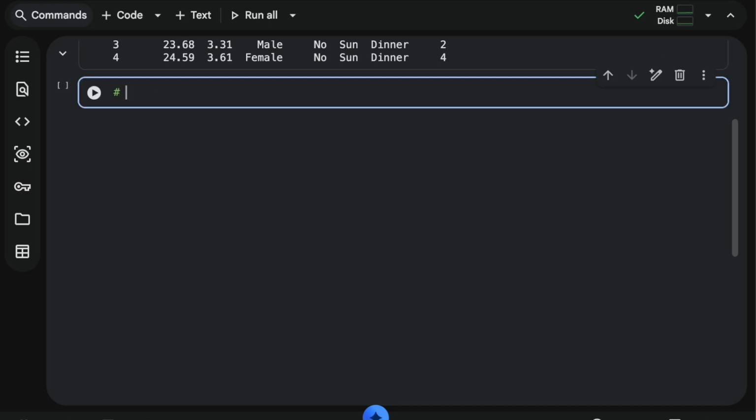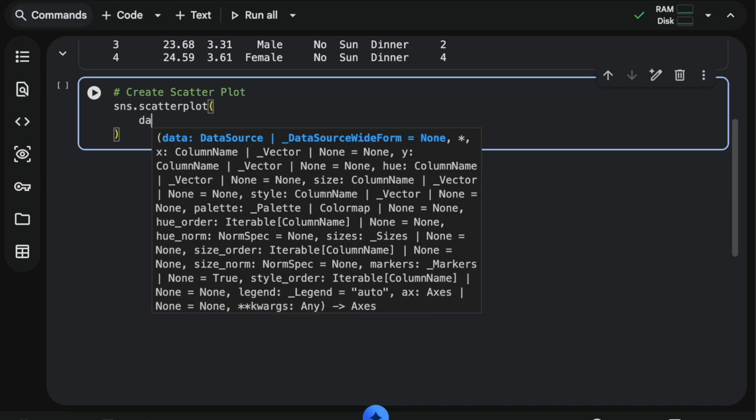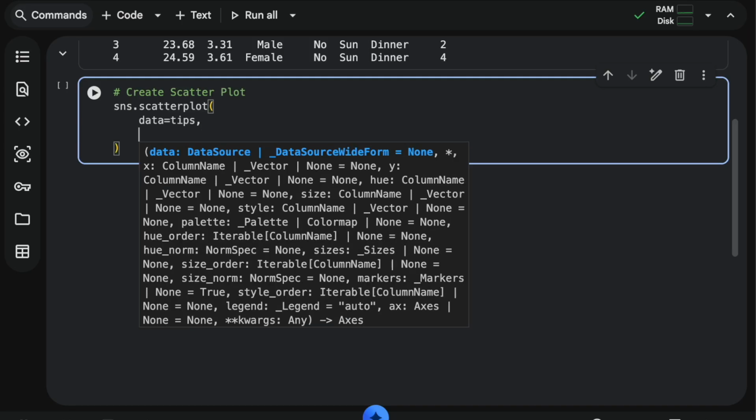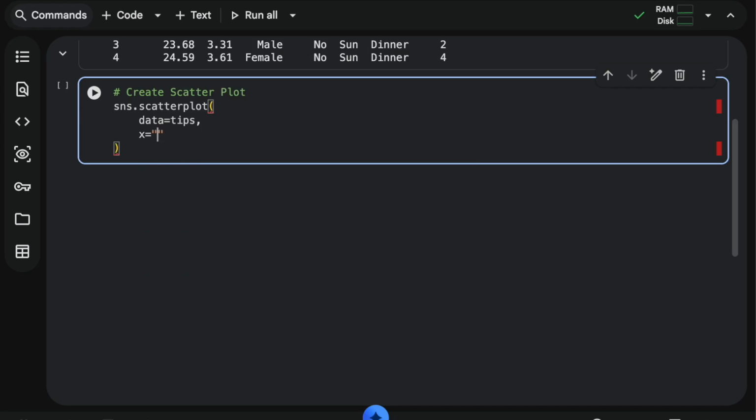Now let's create a scatter plot using Seaborn to visualize the relationship between the total bill and the tip. We will put the total bill on the x-axis and the tip on the y-axis. Each point in the scatter plot represents a single restaurant visit. The horizontal position shows the total bill, while the vertical position shows the tip amount. This allows us to see how tips generally increase as the total bill gets higher. Scatter plots are very useful for identifying trends, patterns, or outliers in your data.